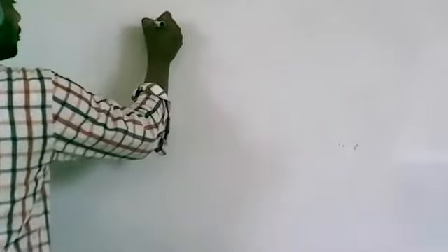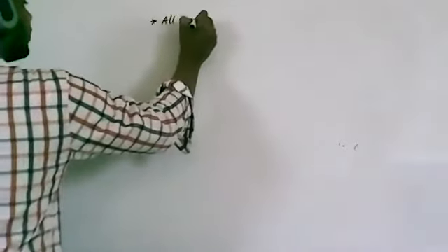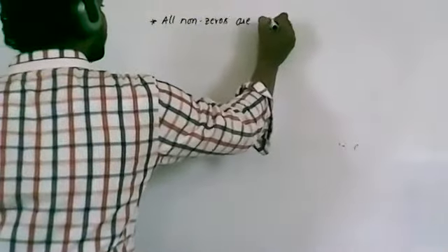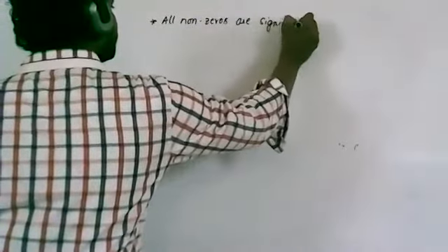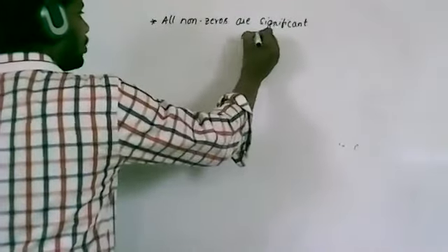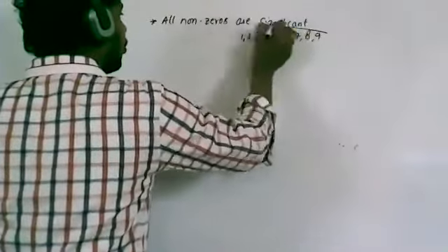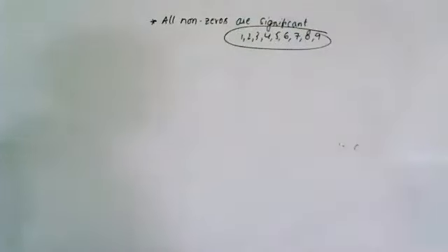So the easy concept, you can remember like that. For example, the first point you know is that all non-zeros are significant. Clear? All non-zeros are significant. What does that mean? 1, 2, 3, 4, 5, 6, 7, 8, 9. All these are significant. So there is no zero in that.